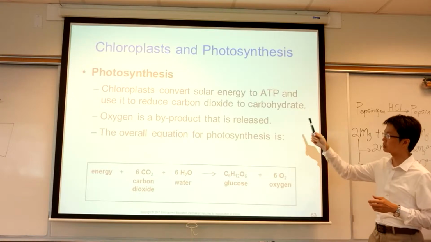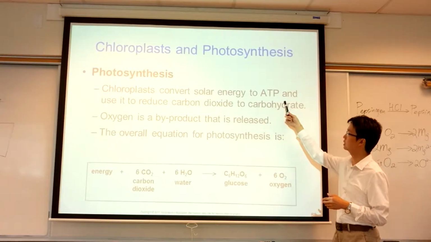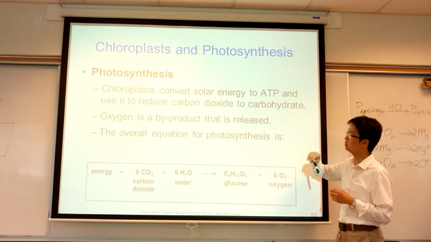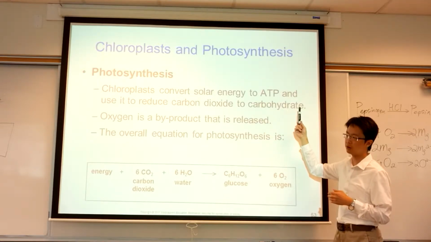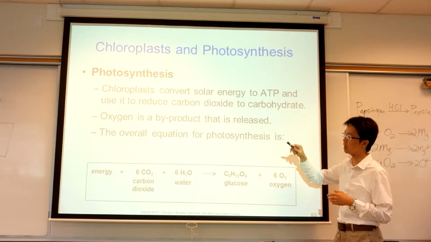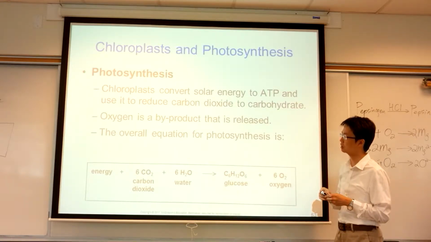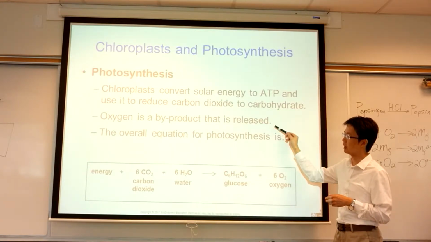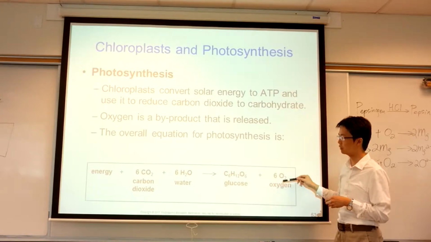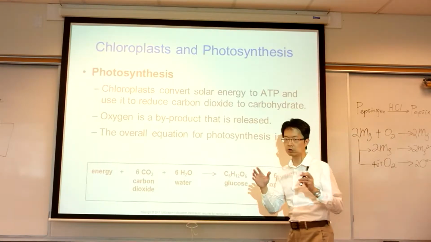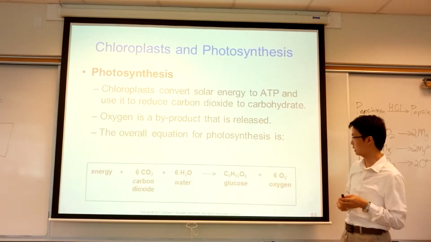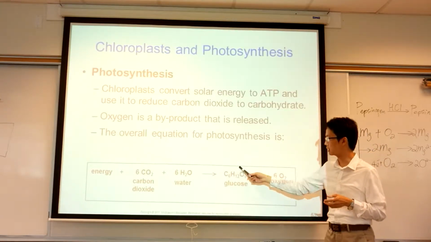So chloroplasts convert solar energy into ATP and use carbon dioxide to form carbohydrate sugar. It reduces carbon dioxide into carbohydrate sugar, and oxygen is the byproduct. So this is the overall reaction. The main product of photosynthesis is glucose here.